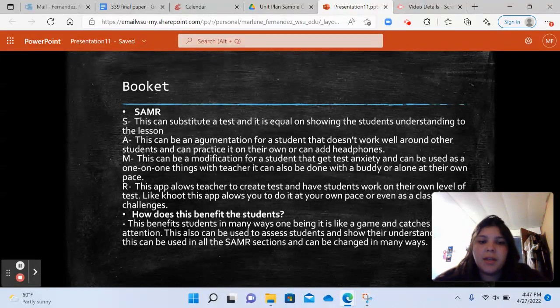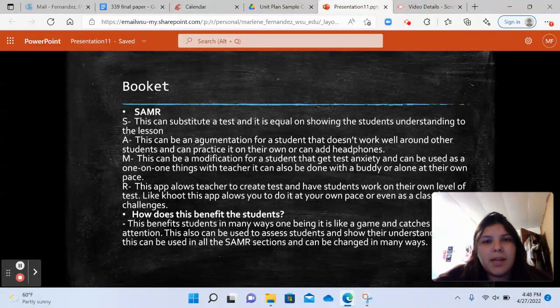For the benefits, it's fun. Students like to do Kahoot, so I feel like this is another way that students can focus more. They like to compete, so this would be a fun way for students to participate. And also this gives students an opportunity to participate more in class.